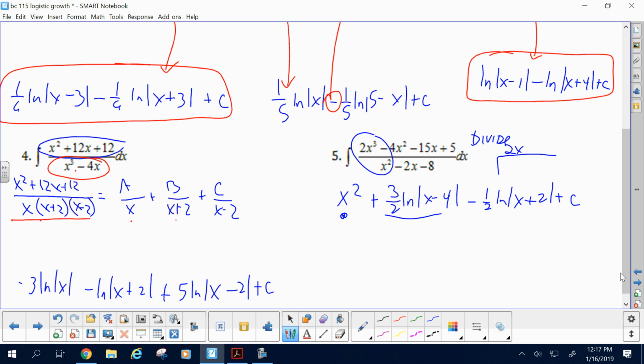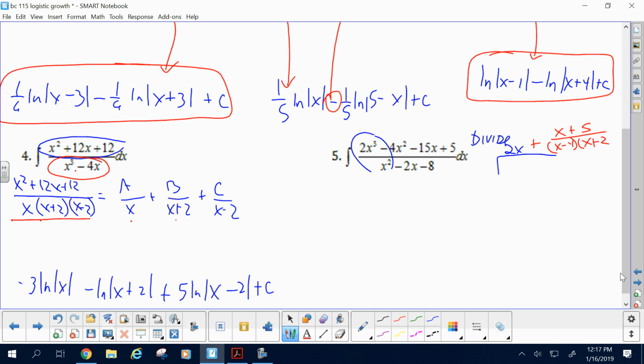On 5, check your division first. Some of you have a division error. It should be 2x plus 5 over x minus 4, x plus 2. Check your division as your first step. Then check your partial fraction decomposition. When you decompose the remainder term, you should have 3 halves over x minus 4 and negative 1 half over x plus 2.